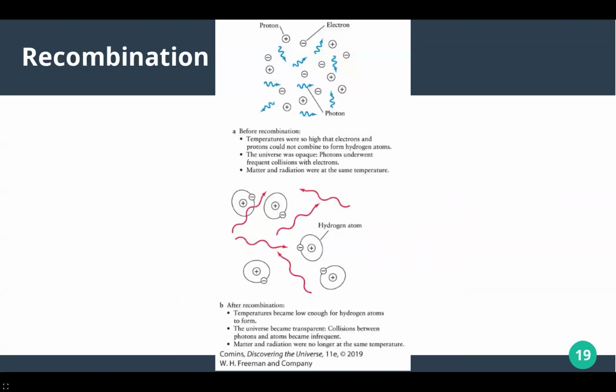This is also something to do with the era of ionization and recombination. Before recombination, temperatures were so high that electrons and protons could not combine to form hydrogen atoms. The universe was opaque, photons underwent collisions with electrons, and matter and radiation were at the same temperature. However, after recombination, temperatures became low enough for hydrogen atoms to form, the universe became transparent, collisions between photons and atoms became infrequent, and matter and radiation were no longer at the same temperature.